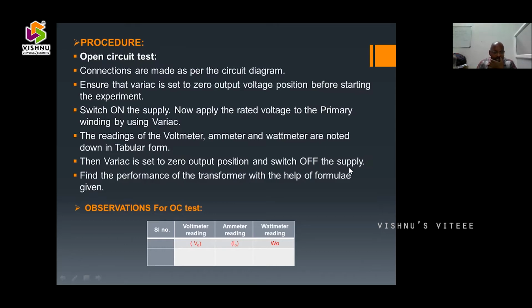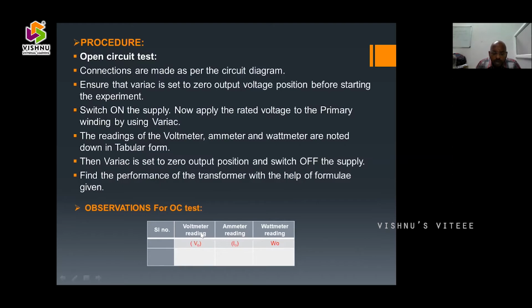After getting the readings across the voltmeter, ammeter, and wattmeter, set the variac knob position to zero output position, switch off the power supply, and evaluate the performance of the transformer with the help of the given formulas. Here is the tabular column you observe in the open circuit test.